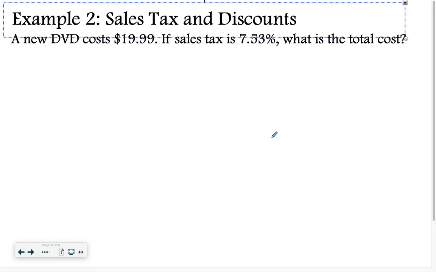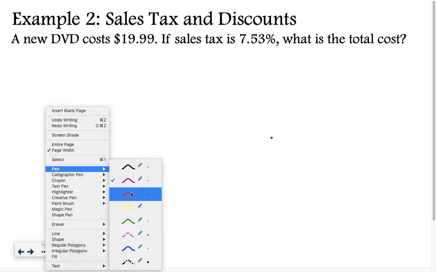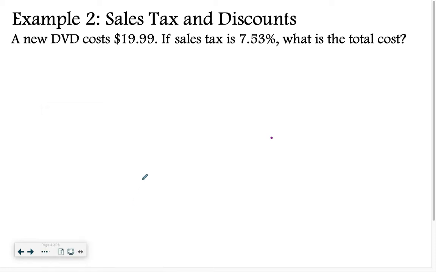Let's move on to example 2. So example 2, we have a new DVD player costs $19.99. If sales tax is 7.53%, what is the total cost? So I'm going to show you 2 ways to solve this. One way is a little shorter than the other, but I'll let you choose which way you would like to solve this problem.